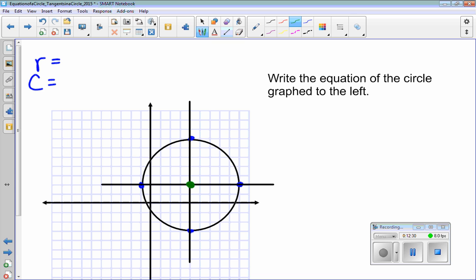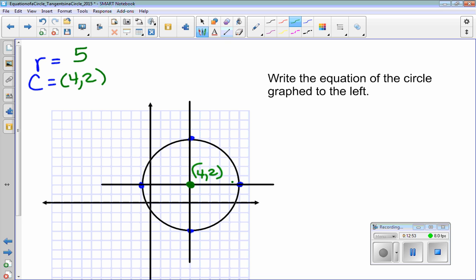1, 2, 3, 4. These are the coordinates, 4, 2, right? So that's the center. How do I find the radius? Just count. Sure. Which way should I count? Up, down, left, or right? Doesn't matter. Pick one. You want to go right? Let's go right. So 1, 2, 3, 4, 5. Radius is 5. Do you agree?